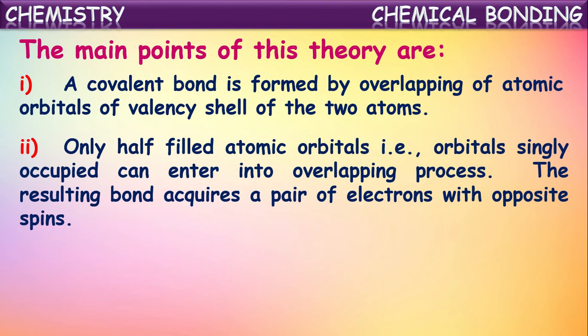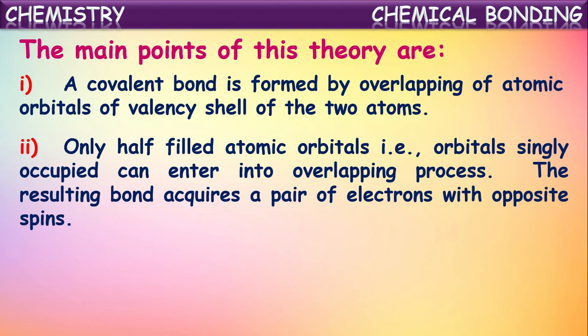Next point, only half-filled atomic orbitals, that means orbitals singly occupied, can enter into overlapping process. So overlapping will be done between the atomic orbitals of two atoms which are having a single electron in them. Half-filled atomic orbitals only participate in this overlapping process.